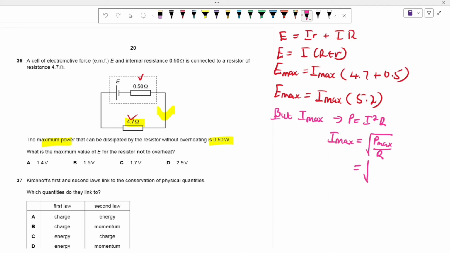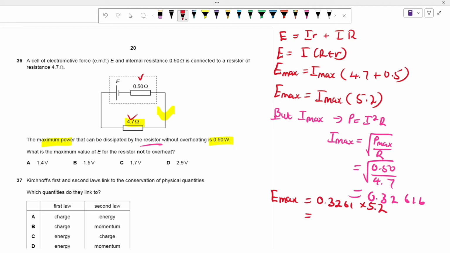So it's the square root of the maximum power, which is 0.50, divided by the resistance, the resistor from this question, which is 4.7. So my I max from this question is going to be about 0.32616 and so on. If we go back to my question, my E max would just be equal to 0.32616 and so on, times 5.2. This is going to give me 1.69, something like that, which is just 1.70 volts. So the correct answer will be C.